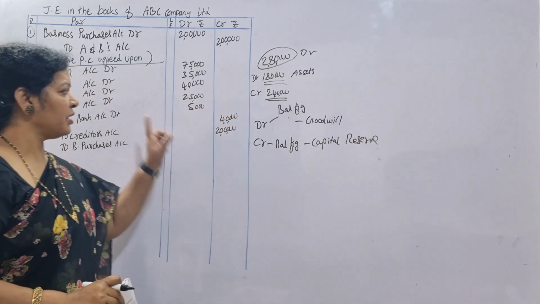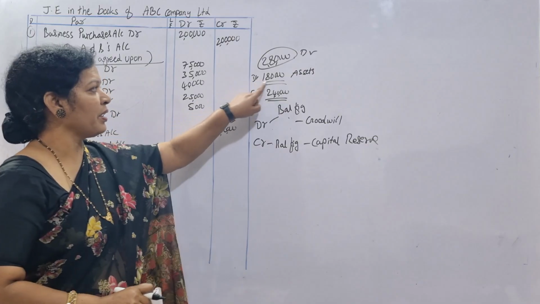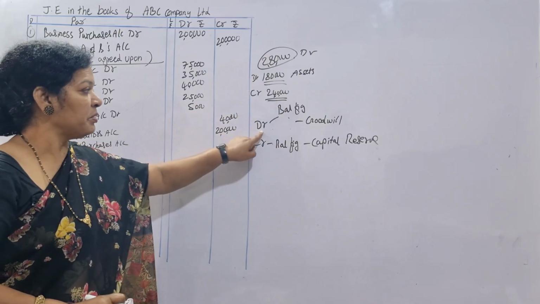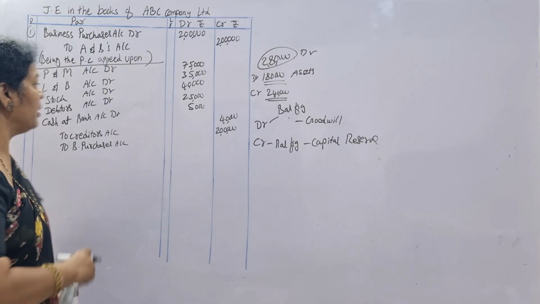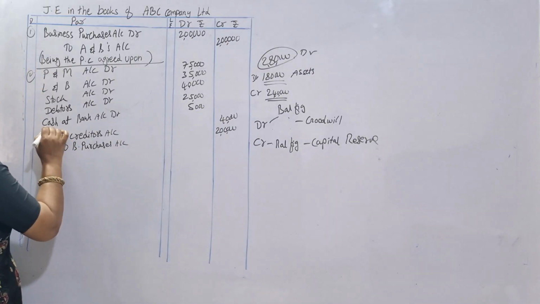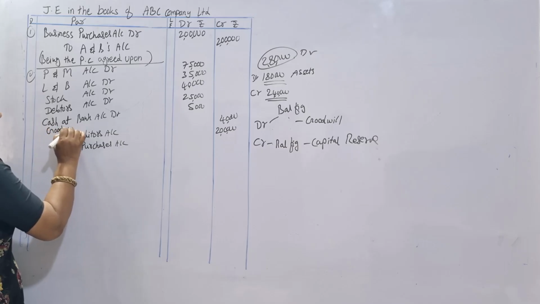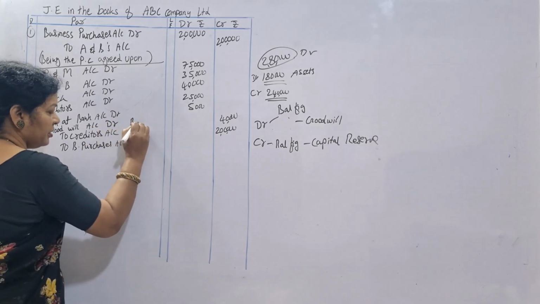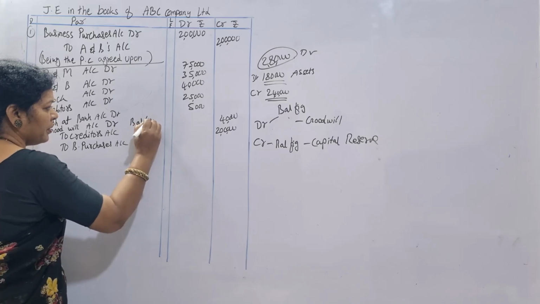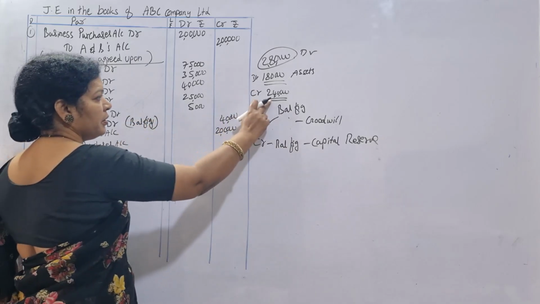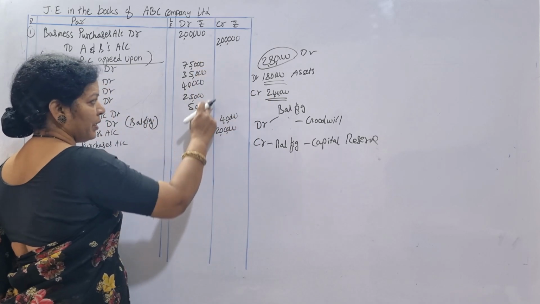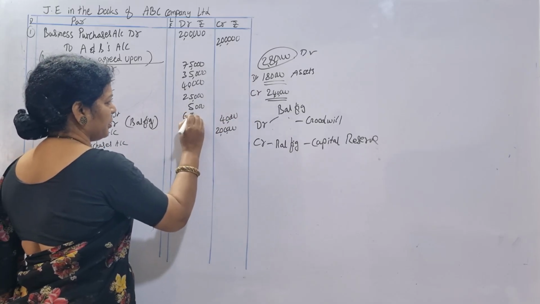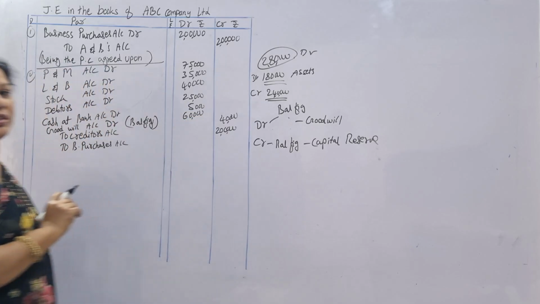Now here, which side is less? Debit side items are 1,80,000, credit side is 2,40,000, which means the debit side is less. Debit side is less means we say it as goodwill, to goodwill account. This is the balancing figure. How did we get it? 2,40,000 minus 1,80,000 comes to 60,000.